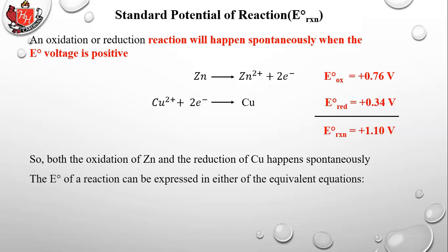The standard potential of a reaction can be expressed in either of the equivalent equations. And there's one of them right there, actually. So the E of the reaction is the standard potential of reduction of the cathode, that would be the copper, plus the standard potential of oxidation of the anode, that would be the zinc. Okay, so you can express it that way.